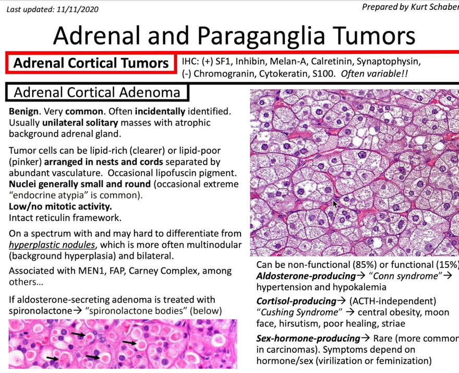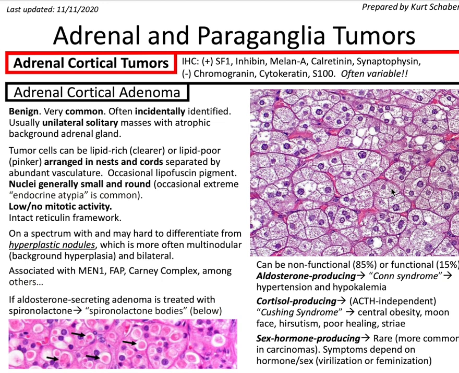You can have occasional lipofuscin pigment, and cytologically, the nuclei generally are small and round. It's important to note that from time to time, you can see occasional extreme endocrine atypia. You'll have low to no mitotic activity, and you'll have an intact reticulin framework. It's on a spectrum with, and may be hard to differentiate from, hyperplastic nodules, which are more often multinodular with background hyperplasia and bilateral. Adrenocortical adenoma is associated with MEN1, FAP, Carney complex, among other syndromes.